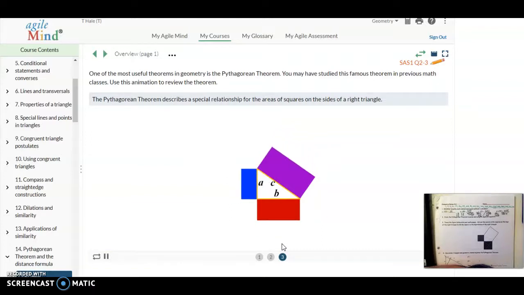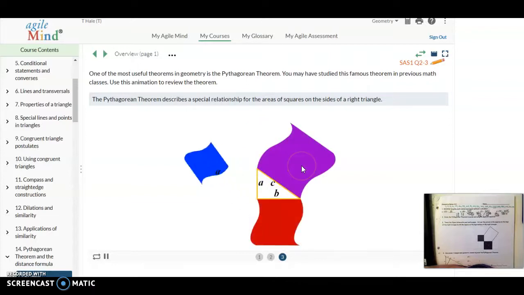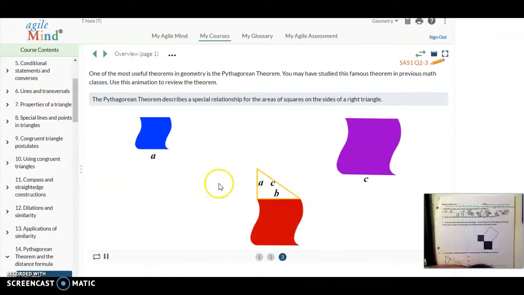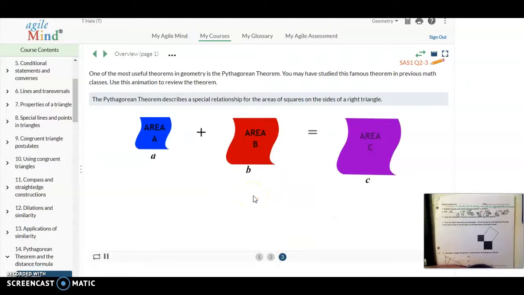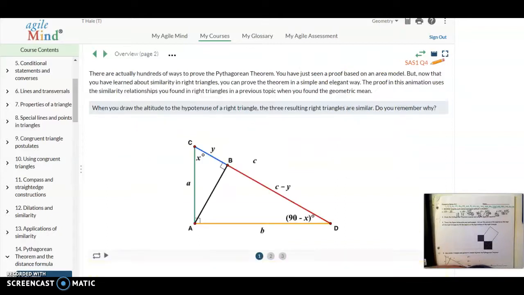Now the next visual is just showing you that as long as you have similar figures on A, B, and C, it really doesn't matter what shape you put there. The a squared plus the b squared is always going to equal the c squared. Whatever the shape is on A plus the shape on B will equal the area of the shape on C, as long as they are similar and in relation to those sides of the right triangle. All right, so let's X out of that and move on.